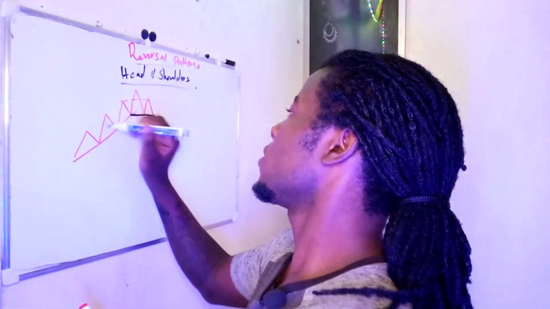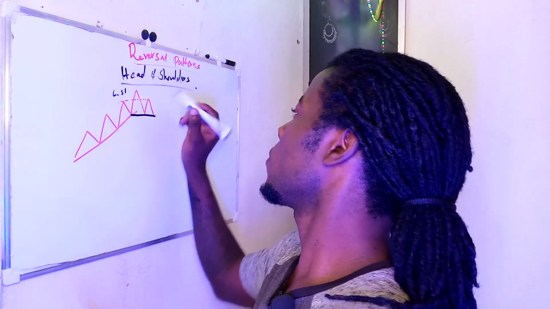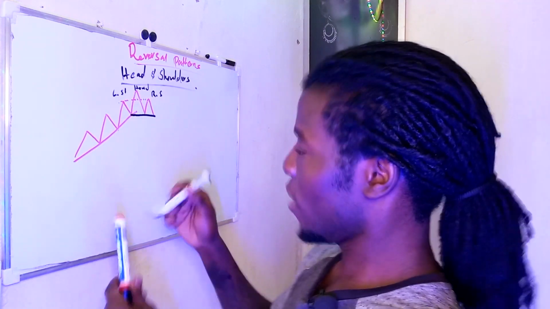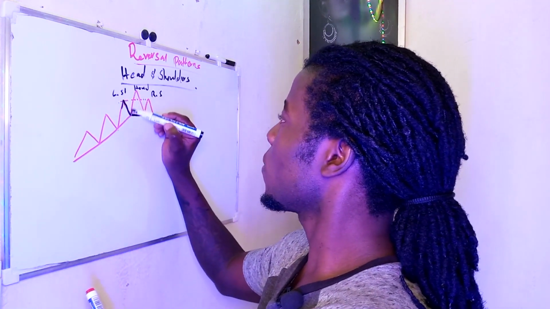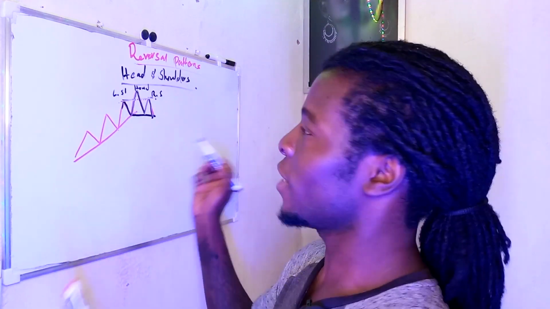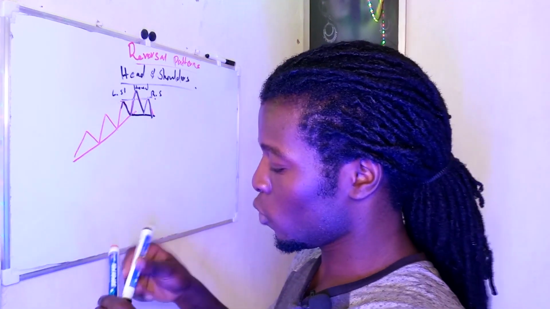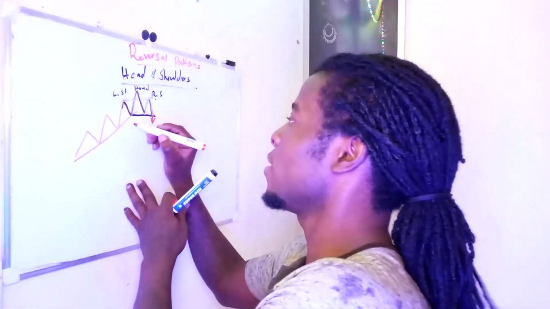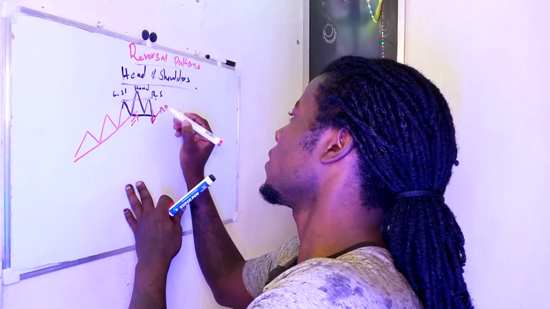This should be the left shoulder, then this should be the right shoulder, and this is our head. I hope you guys can see how this is looking. So as usual, all you have to do is wait for price to break below our neckline. This is the neckline. Let's call that the neckline.